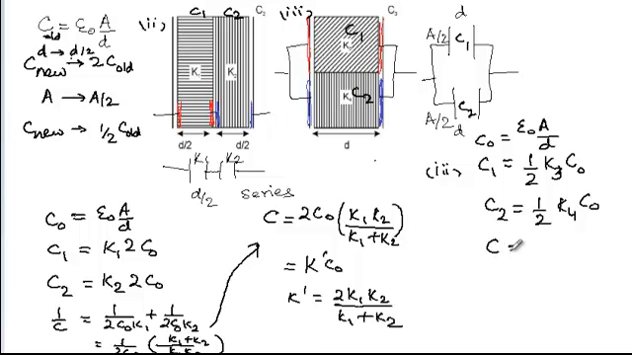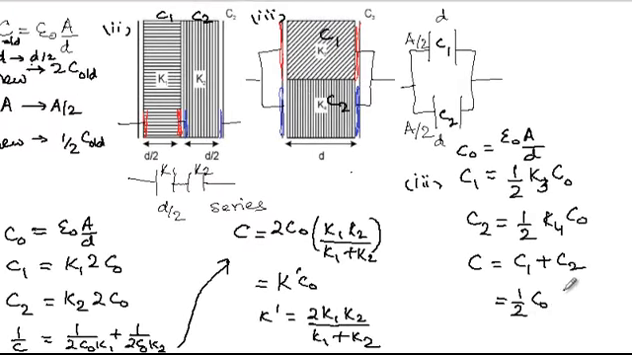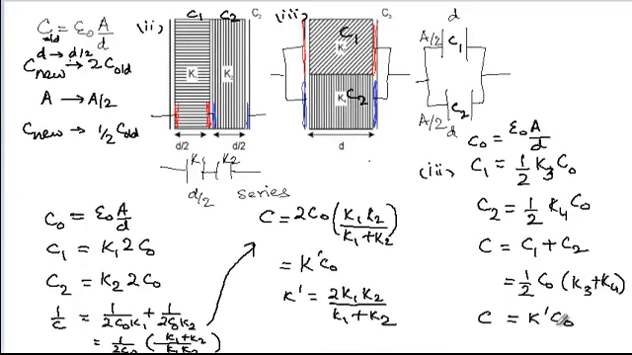and the equivalent capacitance, which for a parallel combination is C1 plus C2, is half C naught times K3 plus K4. So which means that the equivalent capacitance for this case, if I put this as K dash times C naught, K dash over here will be K3 plus K4 over 2.